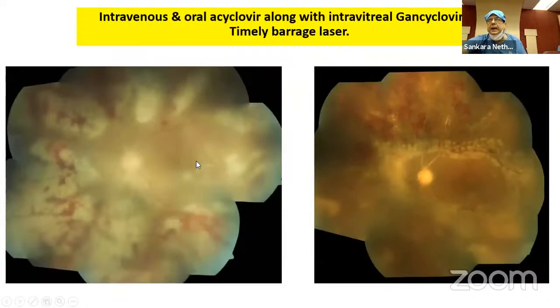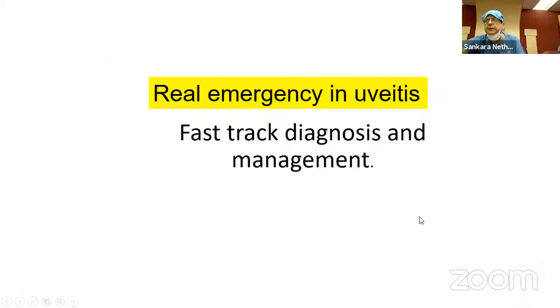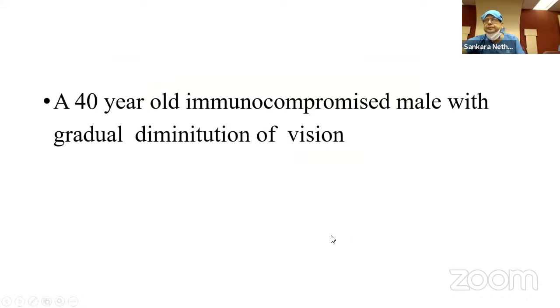And you can see that accordingly, intravenous and oral acyclovir was given along with intravitreal ganciclovir, and laser was done to protect the central posterior pole. You can see that the lesions have all disappeared, the retina is attached, and the patient gained vision. It's a real emergency in uveitis, as I mentioned. You need a fast-track diagnosis and management.